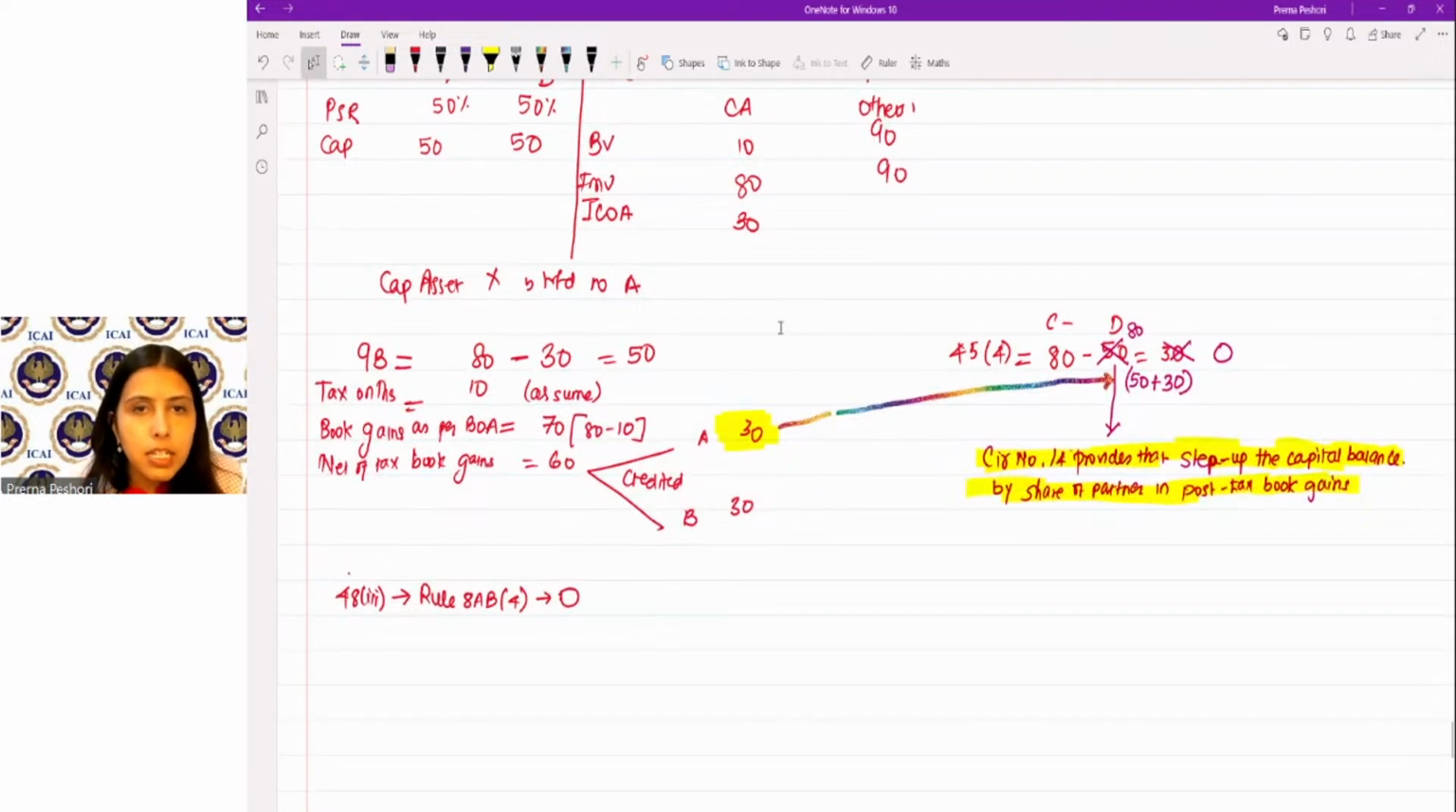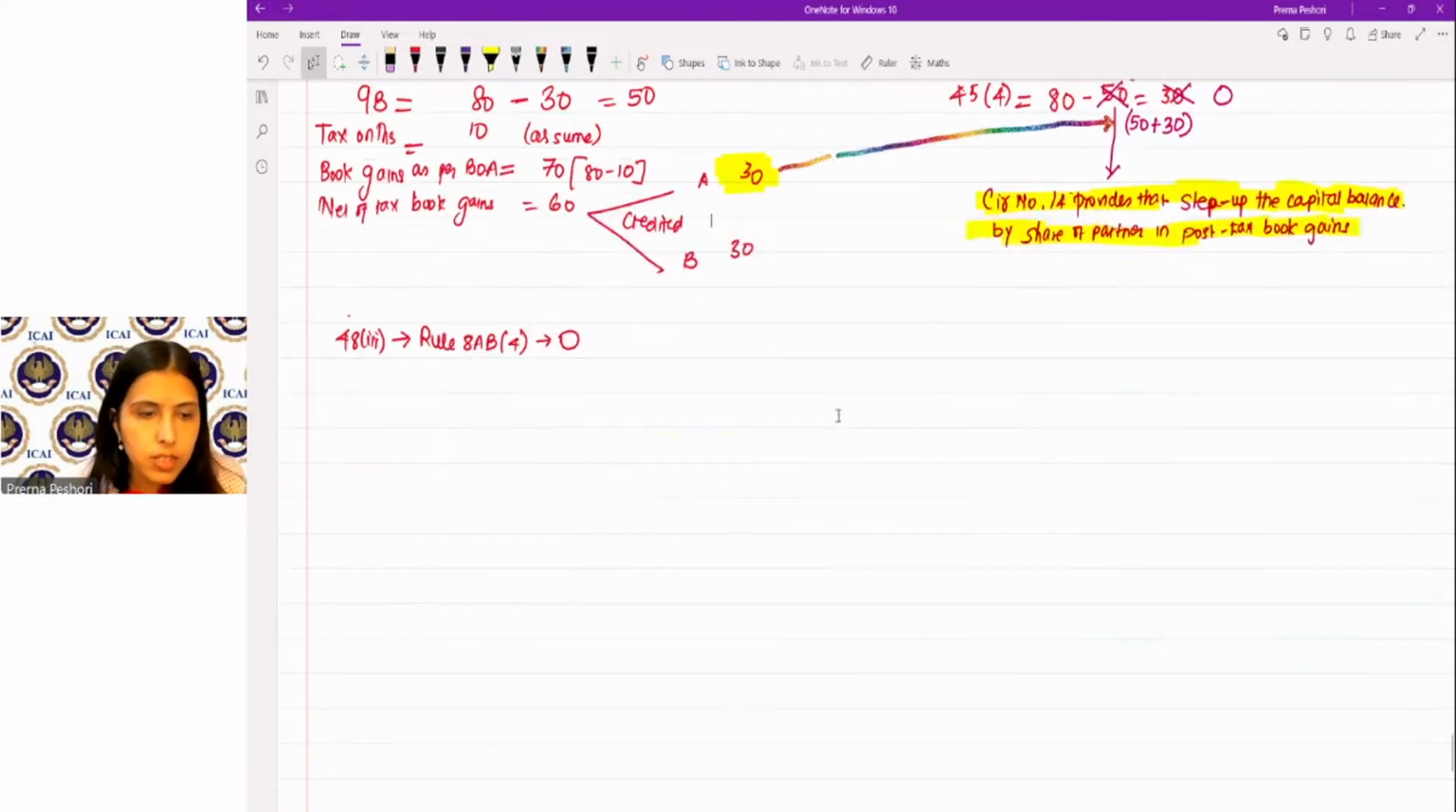Disha, you can write an email. Okay. So this is clear, right? Circular number 14 is resolving the difficulty which is arising in terms of the double taxation which is happening. Clear?